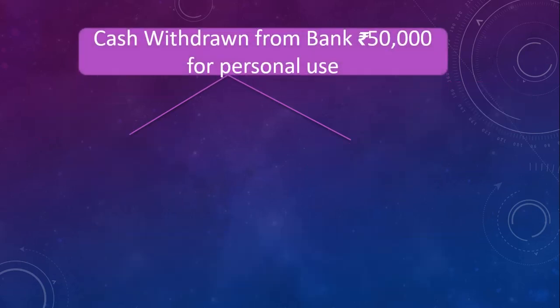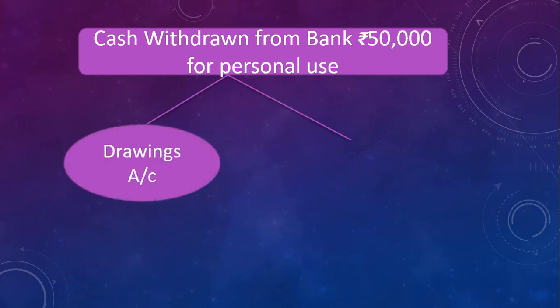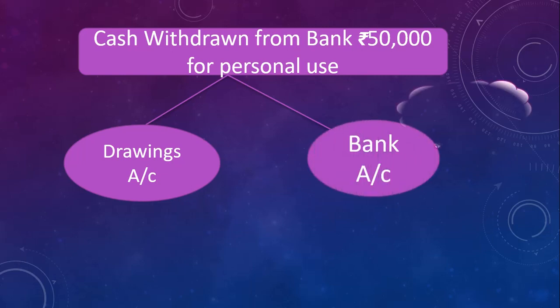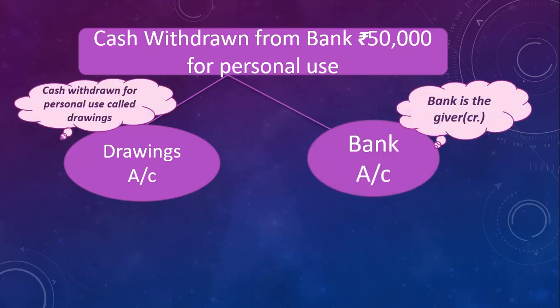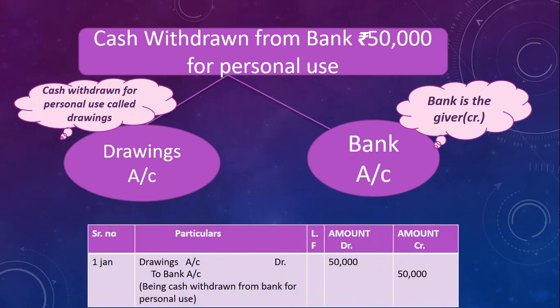Next, cash withdrawn from bank for personal use. When any cash or goods have been withdrawn for personal use, then it is considered as drawings. So the two accounts affected are drawings and bank. Entry will be drawings account debit to bank account.